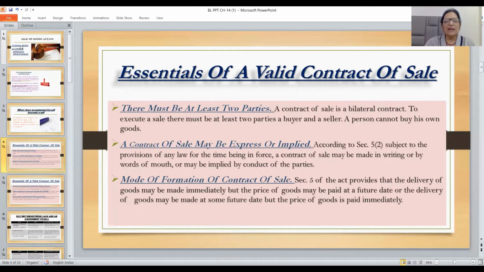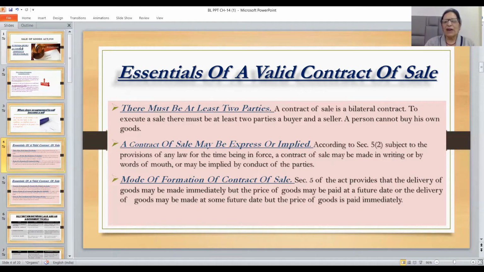A contract of sale may be express or implied. Express means verbal or written, and implied is always inferred from the circumstances of the case or from the conduct of the parties. Next, the mode of formation of contract of sale.